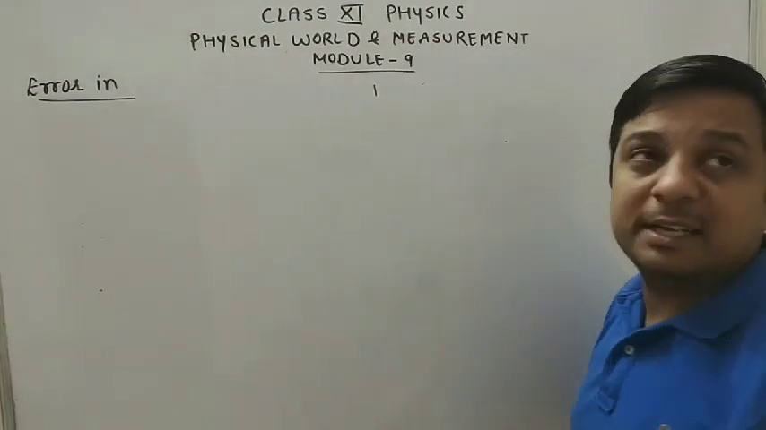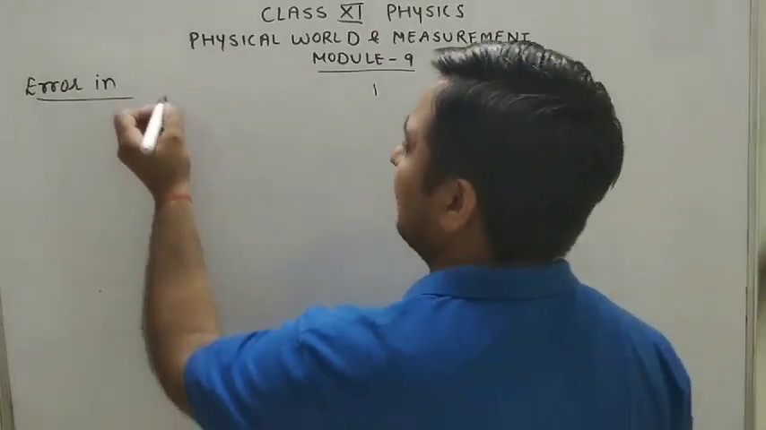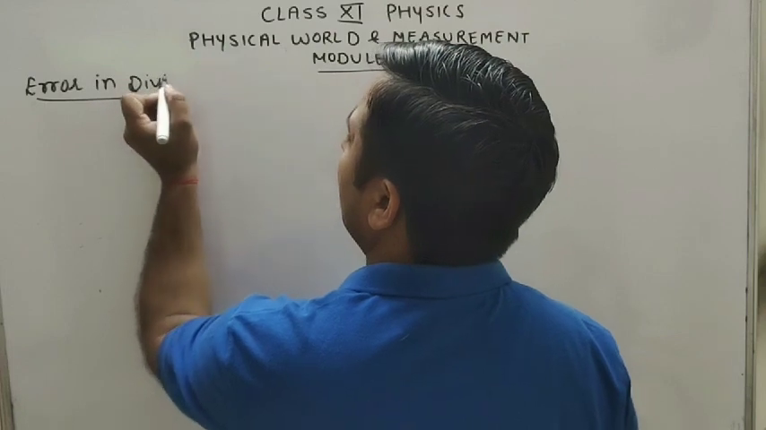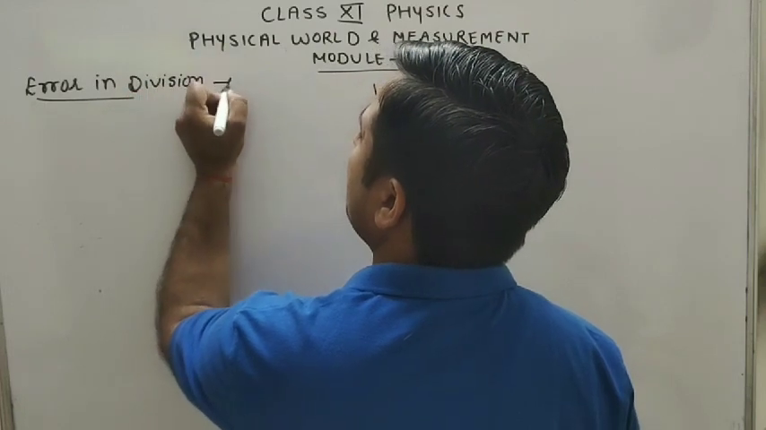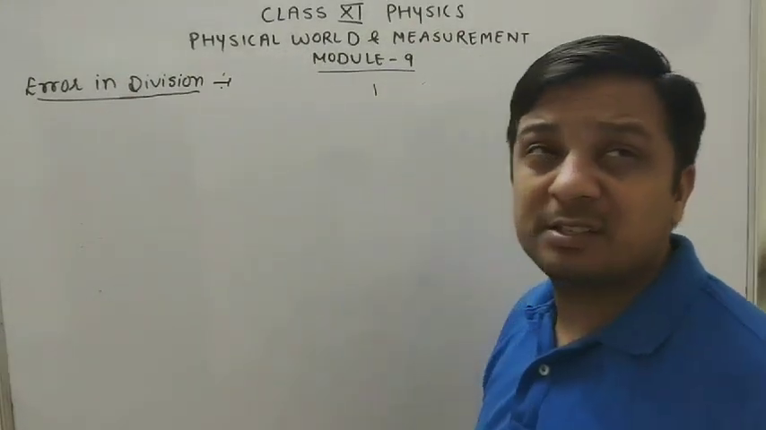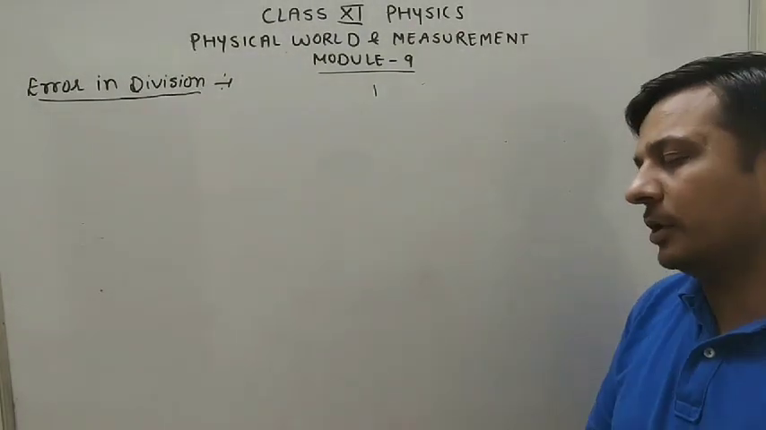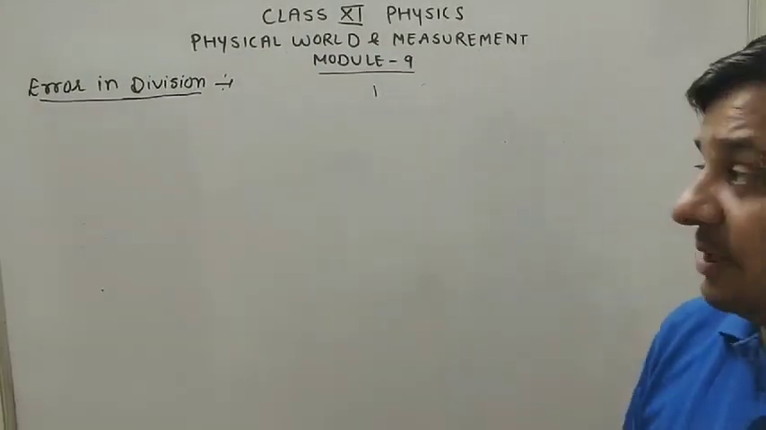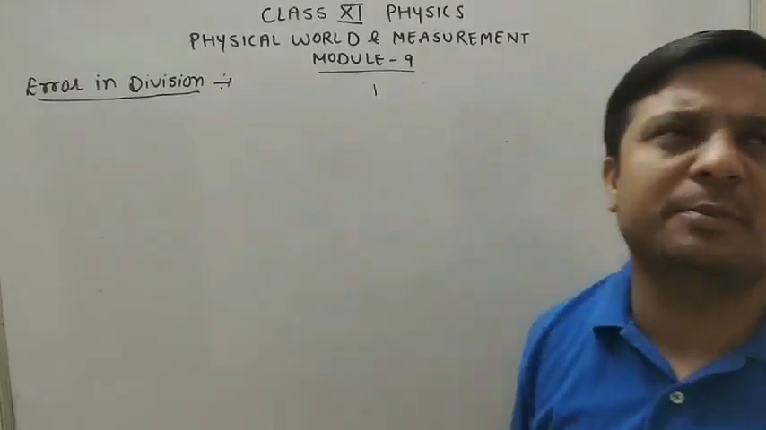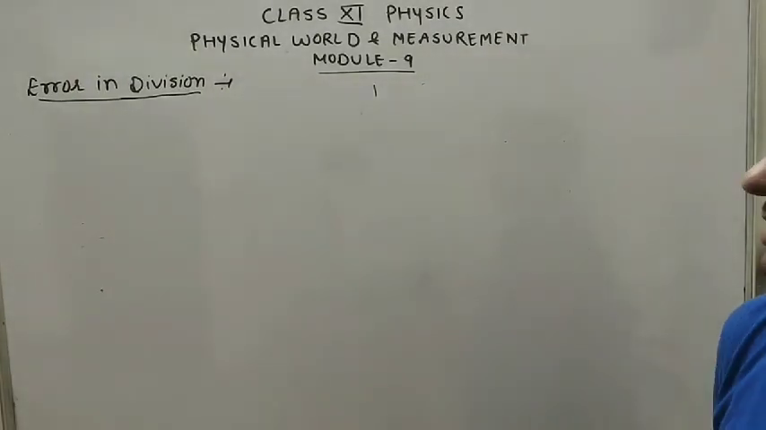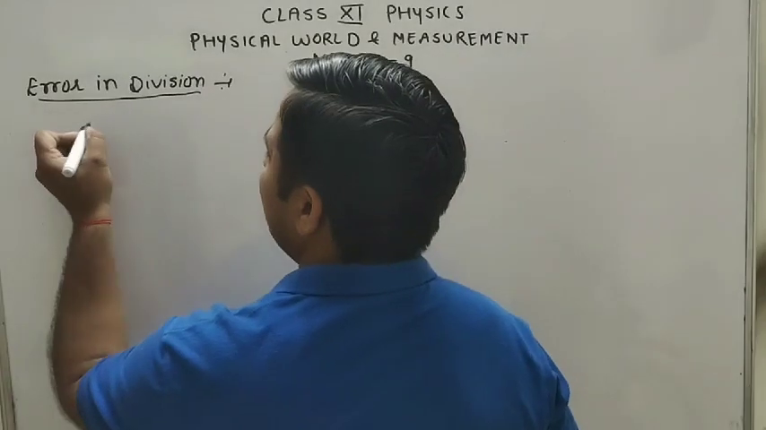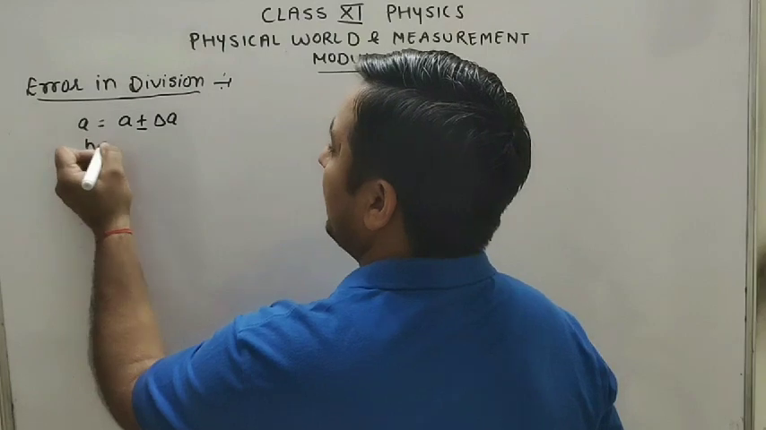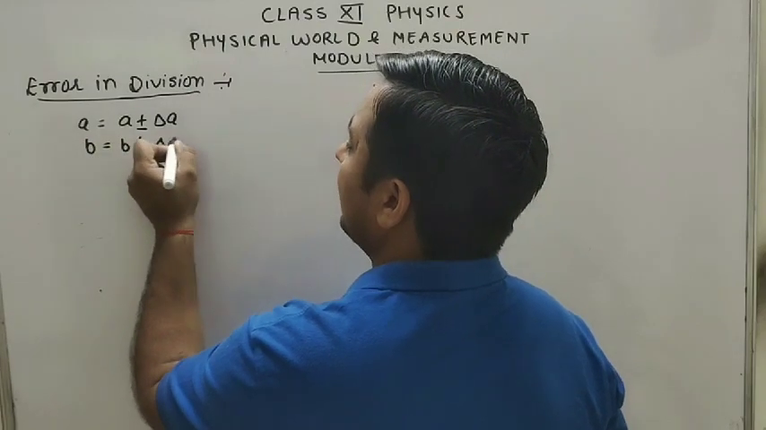Now the next one is another very good topic: error in division. Dear students, as I have told you, the formula for error in addition and subtraction was the same. But error in division and multiplication also have the same formula. So, error in division: suppose this is term A plus minus delta A, and B plus minus delta B.